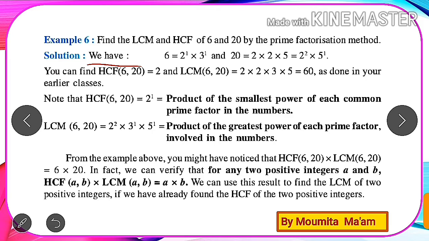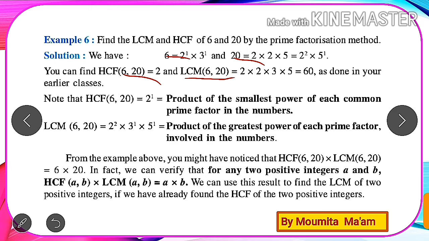Now let us see the solution. We have 6 equals 2 to the power 1 into 3, and 20 equals 2 into 2 into 5, that is 2 to the power 2 into 5. You can find the HCF of 6 and 20. HCF means highest common factor, the highest number which can divide 6 and 20 without leaving any remainder. As you can see, the maximum common number which we have within 6 and 20 is 2, and we don't have any other common number between 6 and 20. Therefore, the highest common factor is 2 here.